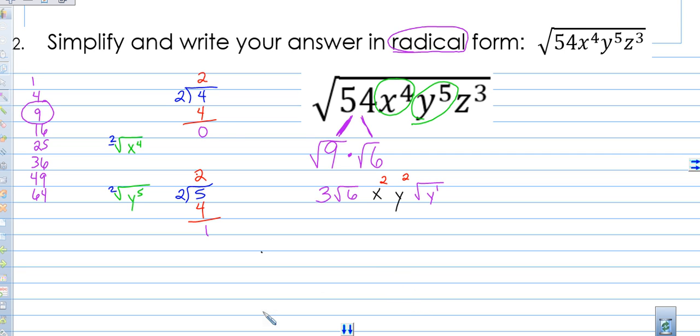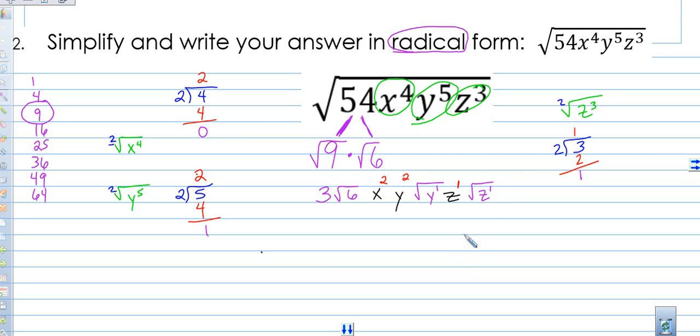Okay? And then we do the same thing for z. So now if you can see, I'll do it over here on this side. So you get the square root of z to the 3rd. That's a square root, so that means we have 3 divided by 2. 2 goes into 3 one time, and you get a remainder of 1. And so that means we have 1 z on the outside and a remainder of 1 z on the inside.